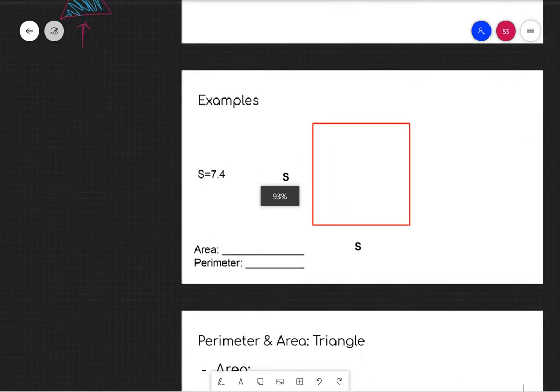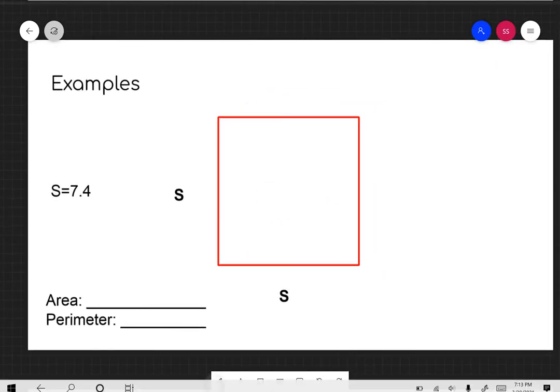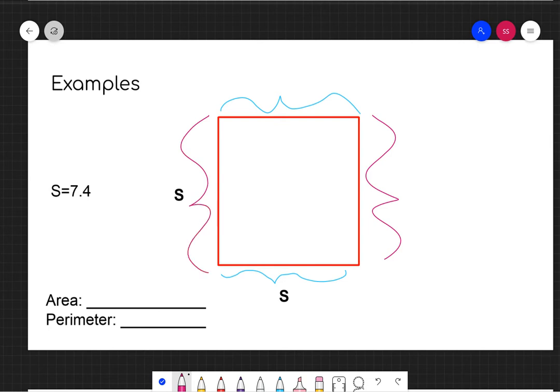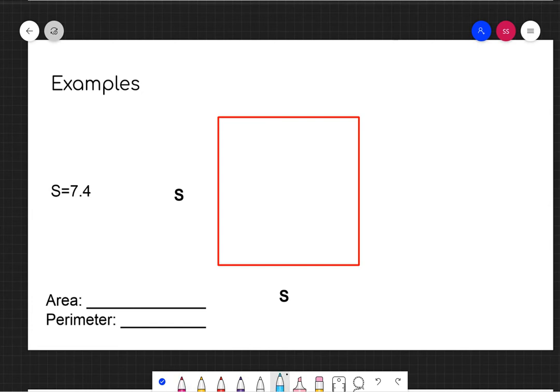Let's do an example. Okay, here we have a parallelogram. We have four sides. The top and the bottom are parallel, and the left and right sides are parallel. Now notice that the two sides that are labeled are both a length of s. And if they're s, we know that the parallel sides to those would also be s. And since all four sides are equal to a length of s, we know it's a square.